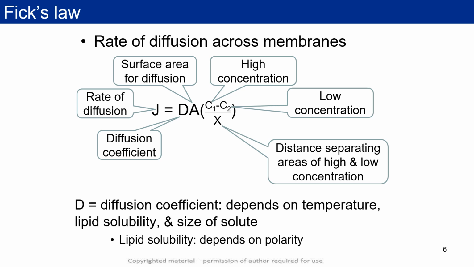The rate of diffusion across membranes is defined by Fick's law of diffusion. The rate of diffusion, J here, is equal to D, which is the diffusion coefficient, times A, the surface area for diffusion, times the concentration gradient divided by X, or the distance separating the areas of high and low concentration. The diffusion coefficient value depends on temperature, lipid solubility, which depends on polarity, and the size of the solute. Take a moment to look at the equation and think about different conditions that might increase the diffusion rate.